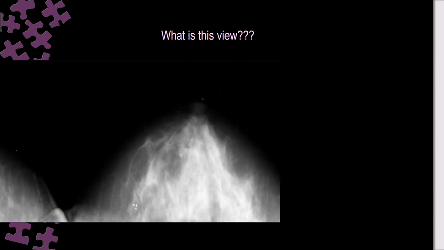This is not the whole breast. The other breast is not involved. Just going more medial. Same principle as the previous extended one. Extended medial view.